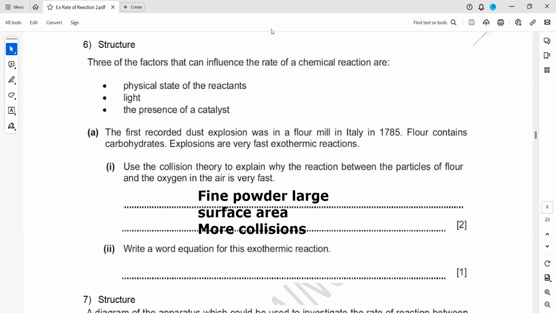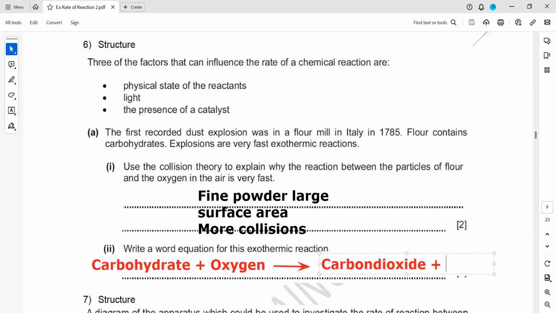So here we have to write a word equation. So we have carbohydrates plus oxygen, because oxygen supports burning. So oxygen is always the reactant in a combustion. This will result in what? This will form carbon dioxide plus what?